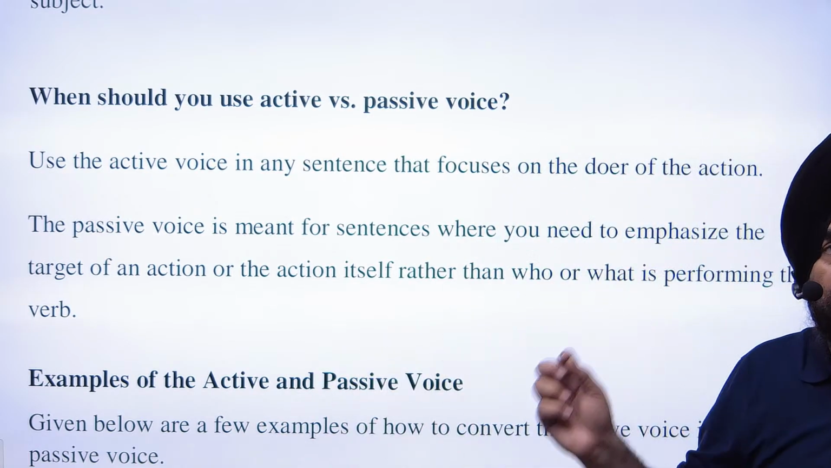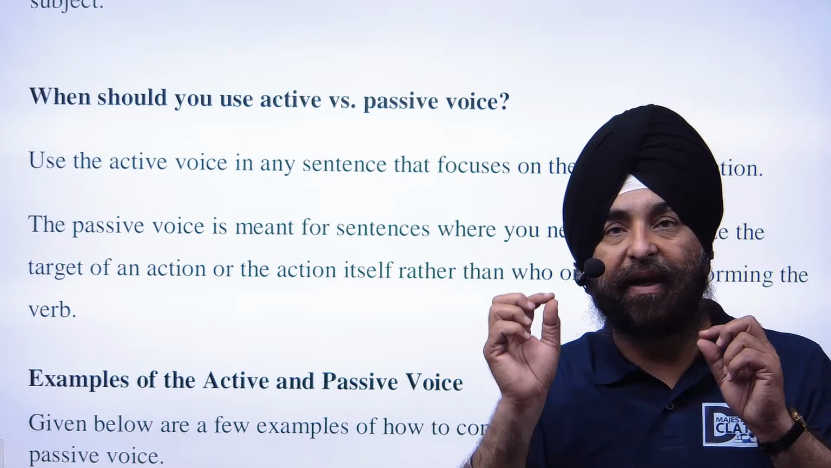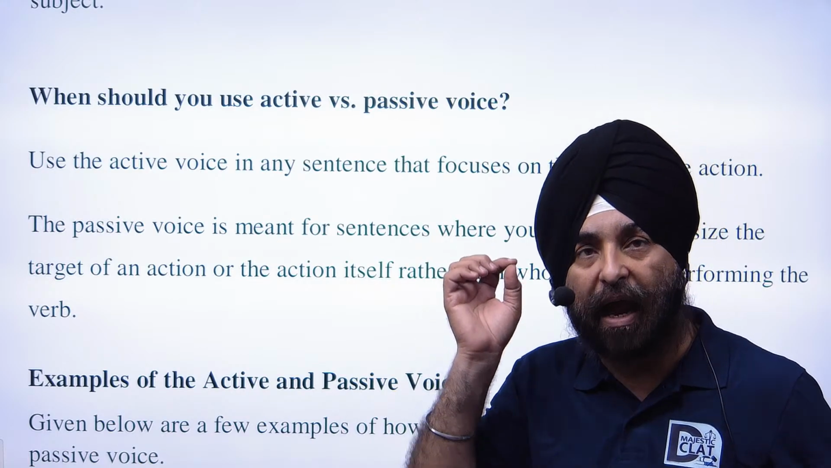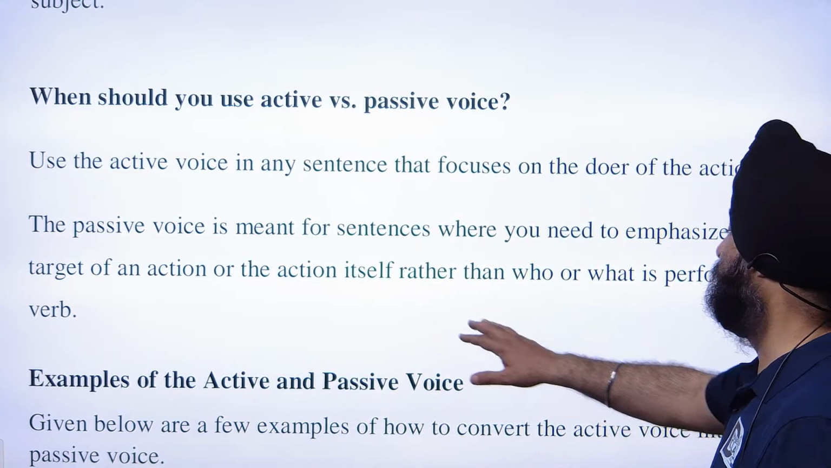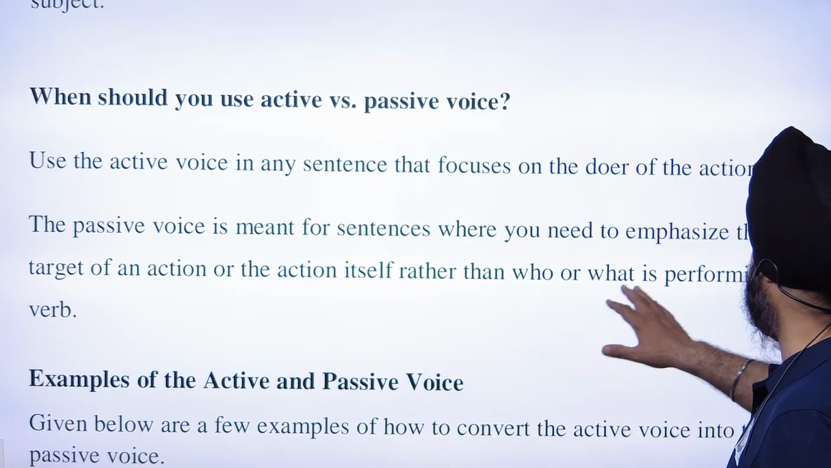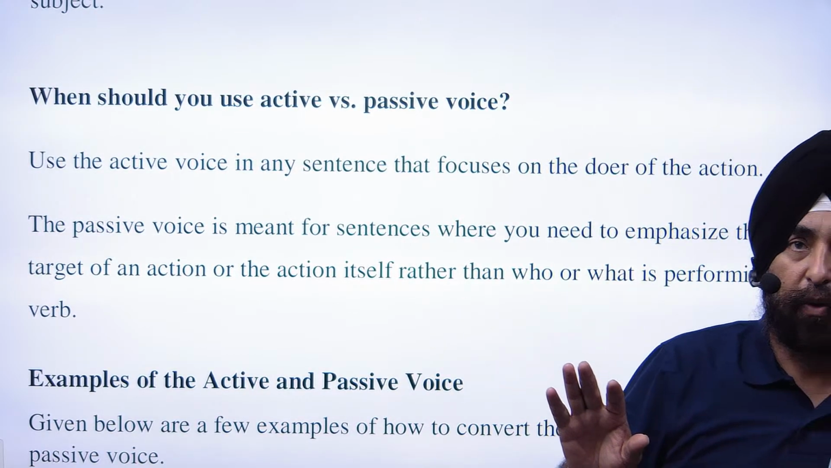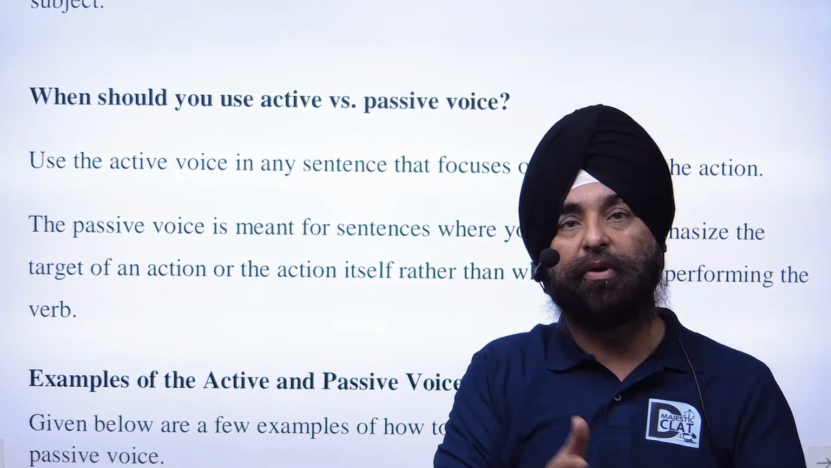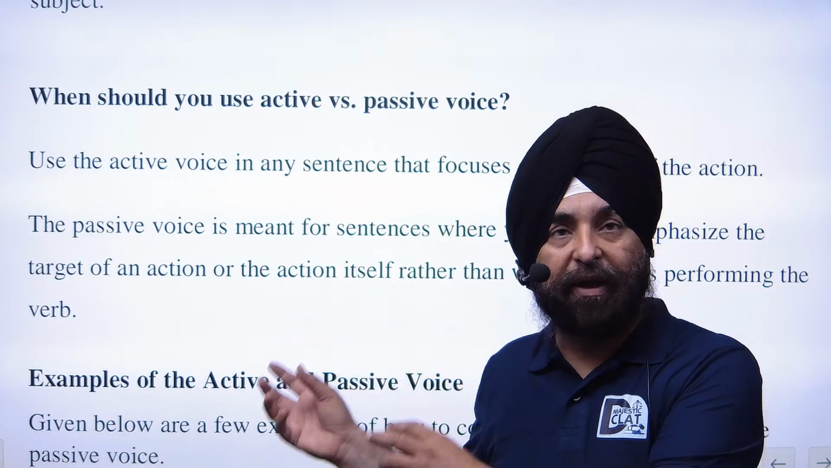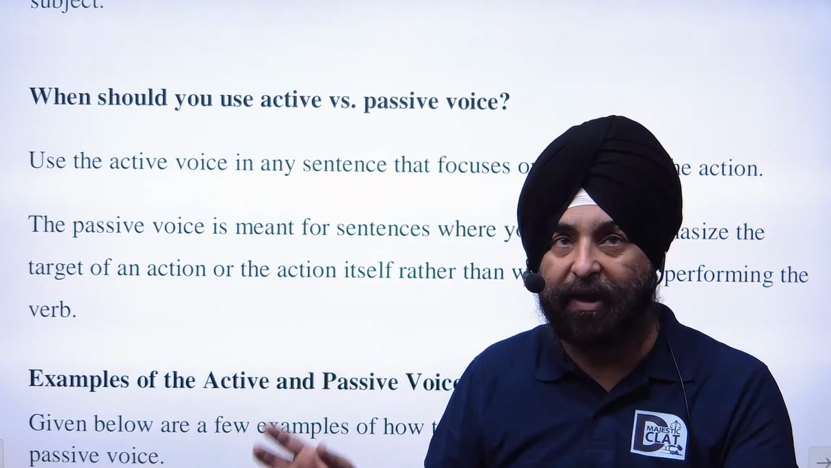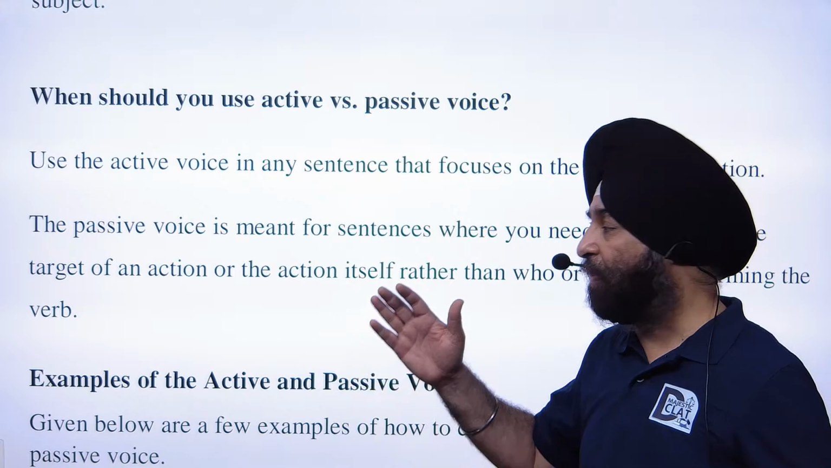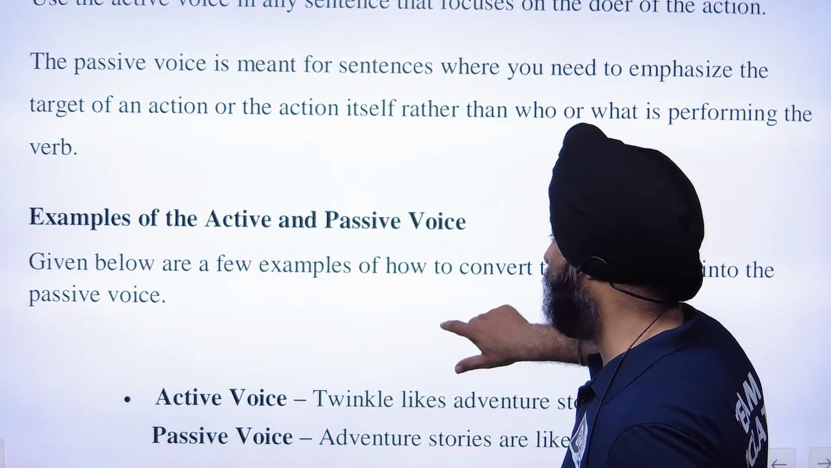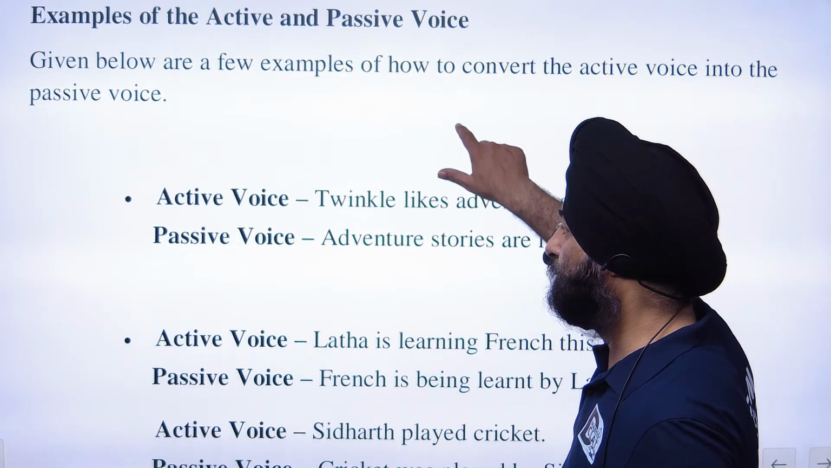Whereas the passive voice is meant for sentences where you need to emphasize the target of an action, or the action itself, rather than who or what is performing the verb. Means when the focus shifts onto the person who was on the receiving side, and he takes the position of the subject, we can say that it is a passive voice. Now, we can take some examples of active and passive voice to make the point more clear.